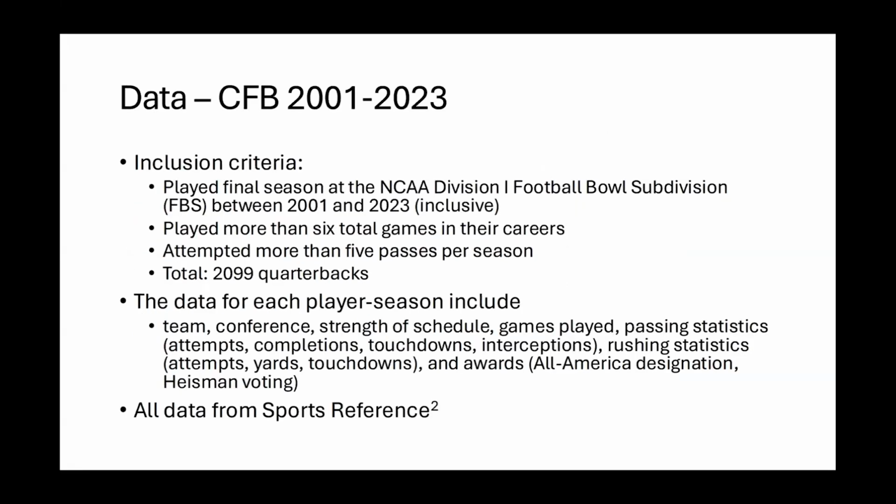So now I'm going to talk a little bit about the data that we used. Our model is trying to predict how college quarterbacks perform in the NFL. The inclusion criteria was that each player must have played in the Division I football bowl subdivision between 2001 and 2023. They must have played more than 6 games in their career and attempted more than 5 passes per season.